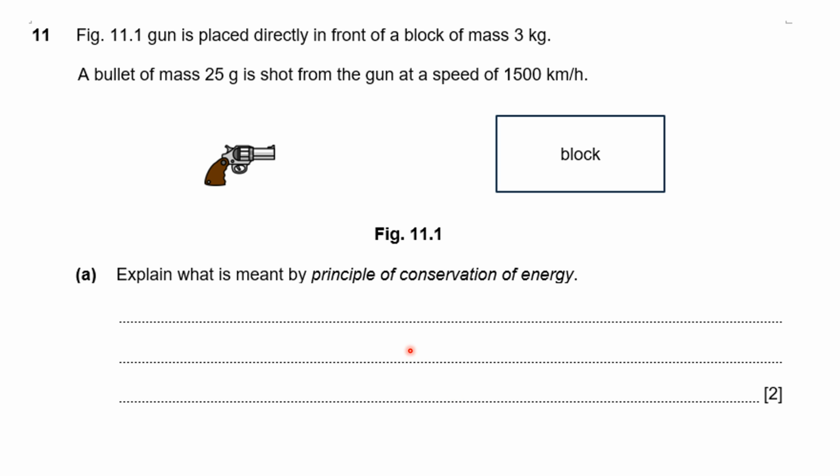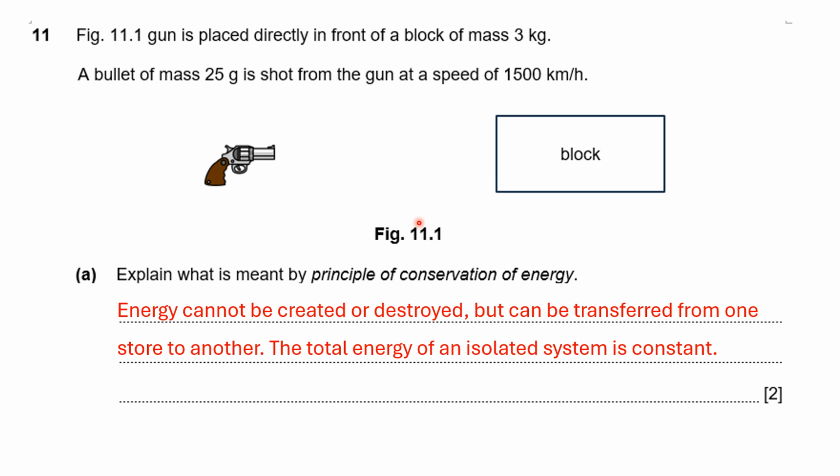Moving on to a final question, question 11. There's a gun placed directly in front of a block and shot with a bullet of 25 grams with a certain velocity. So explain the principle of conservation of energy. You see over here, energy cannot be created or destroyed. It can be transferred from one store to another store, and the total energy of an isolated system is constant.